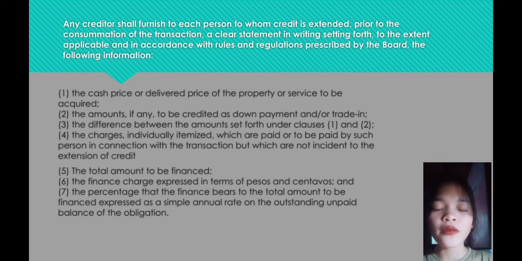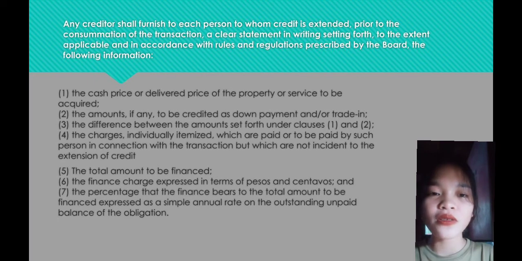the following information. Number 1, cash price or delivered price of the property or service to be acquired. Number 2, the amounts, if any, to be credited as down payment and/or trade-in. 3, the difference between the amounts set forth under clauses 1 and 2. 4, the charges, individually itemized, which are paid or to be paid by such person in connection with the transaction but which are not incident to the extension of credit.